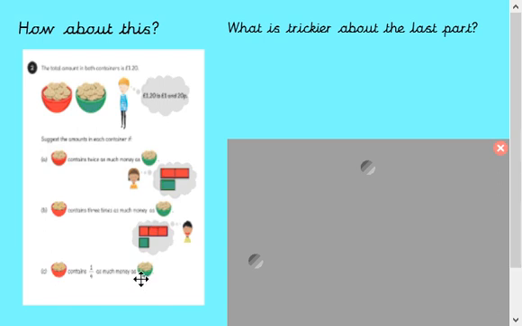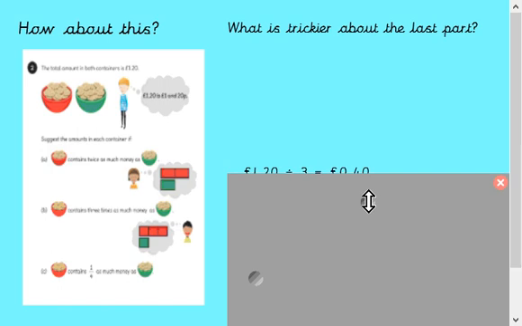So I want you to have a little go at this and think, what is trickier about the last part? Why is it different from what we've talked about so far? Press pause while you're having a little think, maybe jotting down some bar models, and then press play when you're ready for us to talk about it.